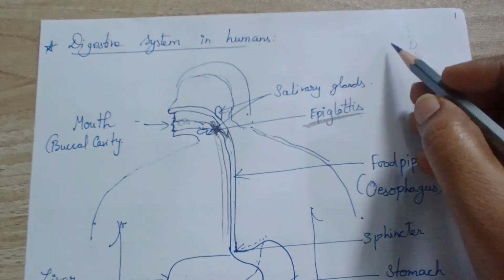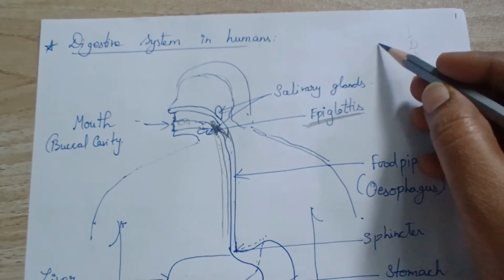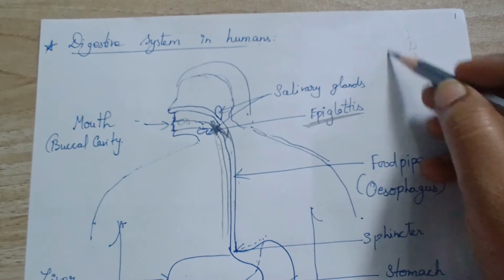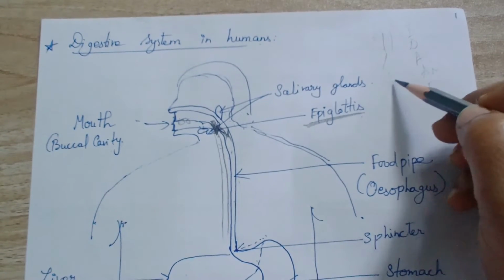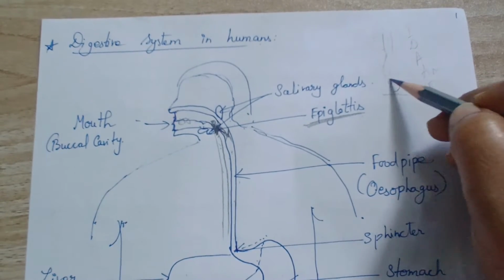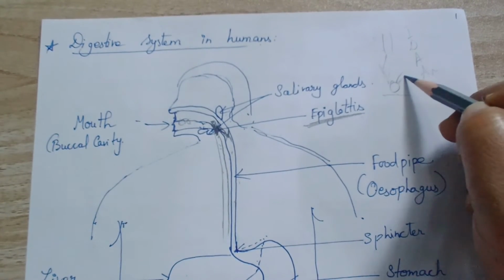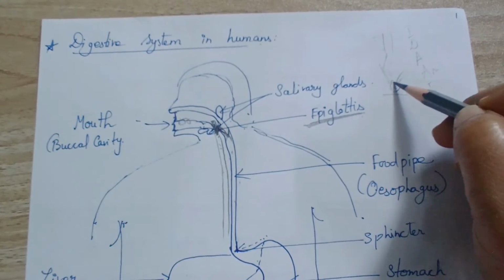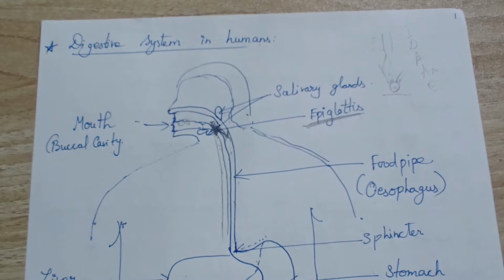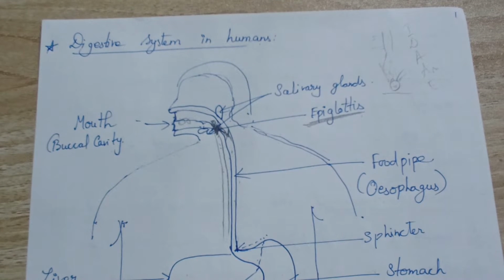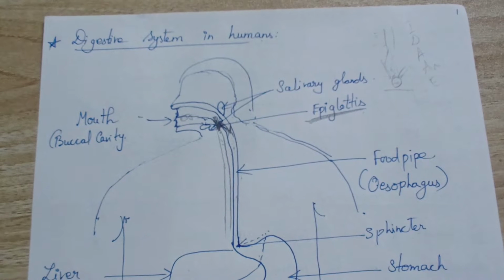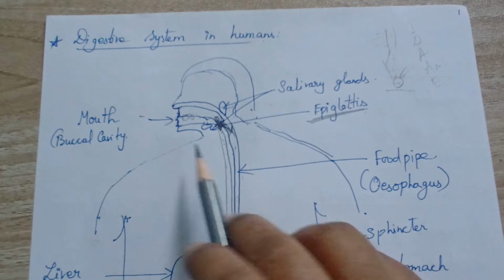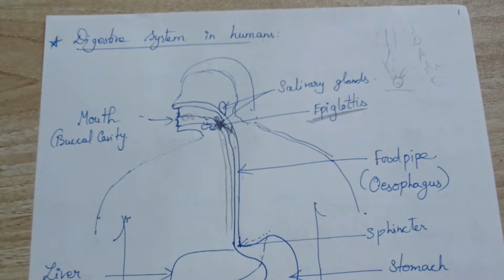Or you are in an upside-down position, your legs are up and your head is at the ground. If you are eating something in that position, will the food move? How is this food getting through the parts? That is by contraction and expansion. Whatever the position may be, these organs will contract and expand and the food will go.